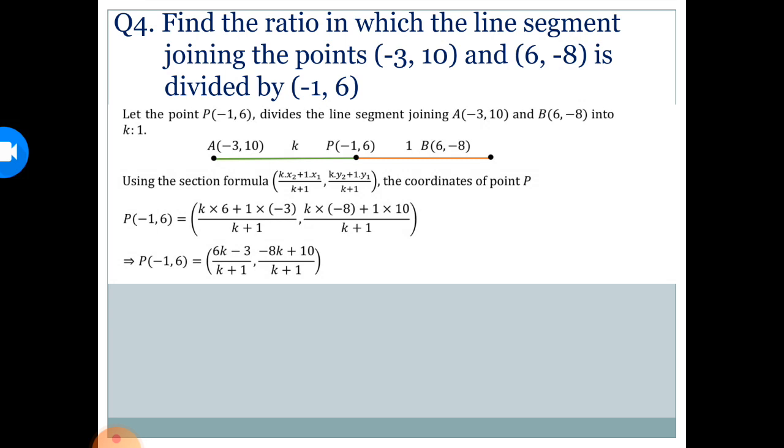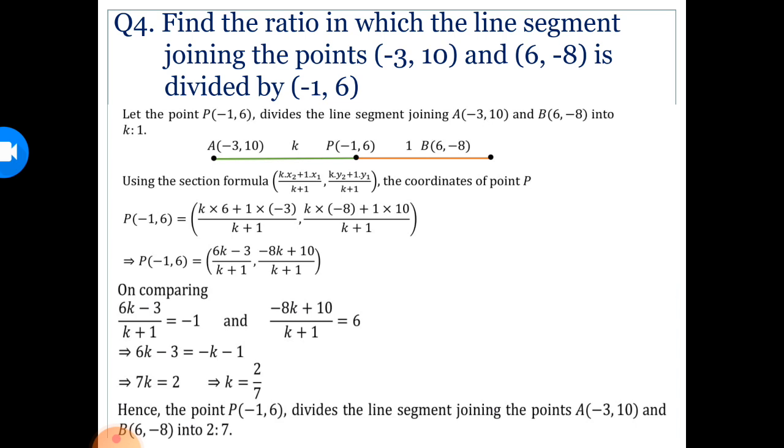Then using the section formula, we get the coordinates of P as (6k - 3)/(k + 1), (-8k + 10)/(k + 1), which is equal to -1, 6. So either you can equate the x coordinates on both sides or the y coordinates on both sides. We get the value of k as 2/7. That means the line segment is divided in the ratio 2:7 by the point P -1, 6. Actually this is the reverse process we are doing in this particular question. The ratio is to be calculated, point P is given.